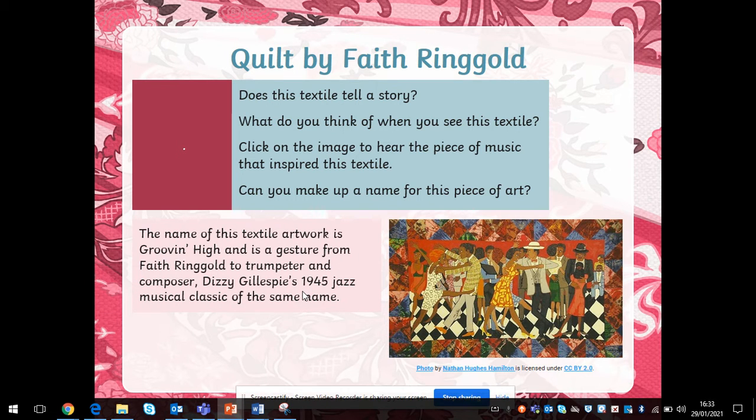And there we go, there's the music coming. So the name of this textile artwork is Grooving High and is a gesture from Faith Ringgold, the trumpeter and composer.